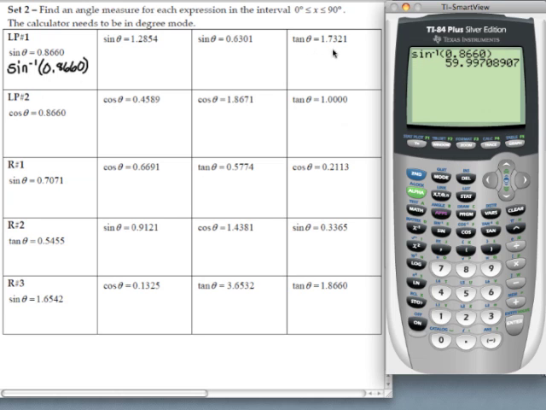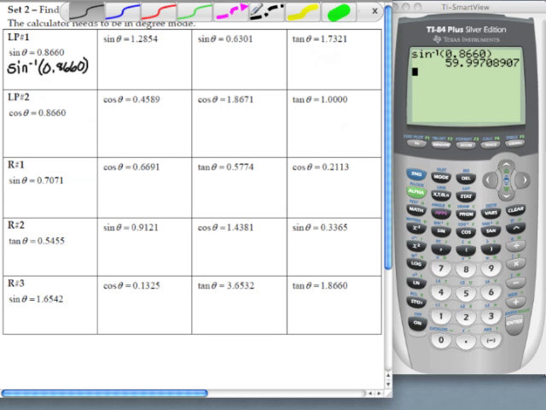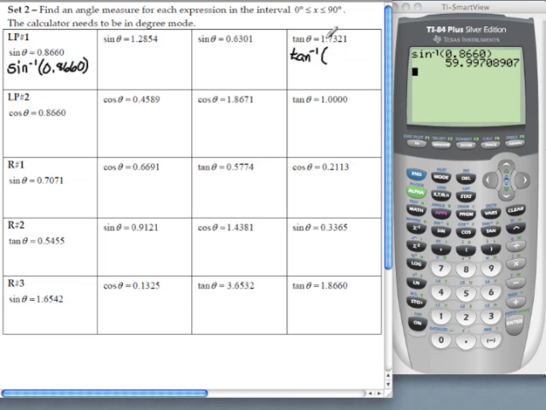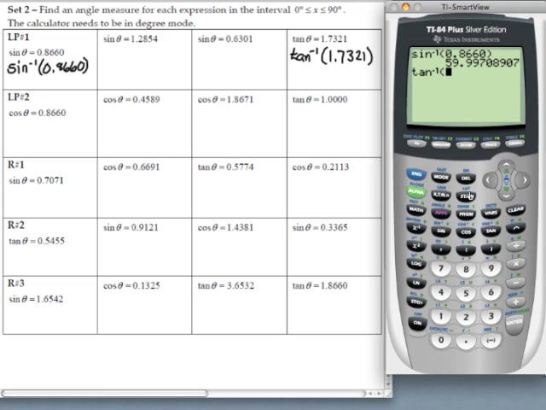So let's go ahead and complete the tangent. And again, let's show what we're going to type in our calculator. Tangent inverse of this decimal right here. And so let's type that into our calculator. Second tan, to bring up the tangent inverse, 1.7321, close my parentheses, hit enter, and there's my approximation for that one. So let's copy down our answers right now.